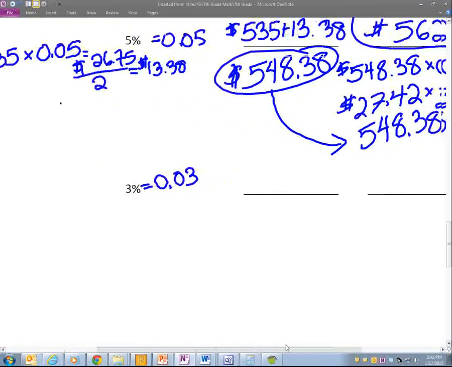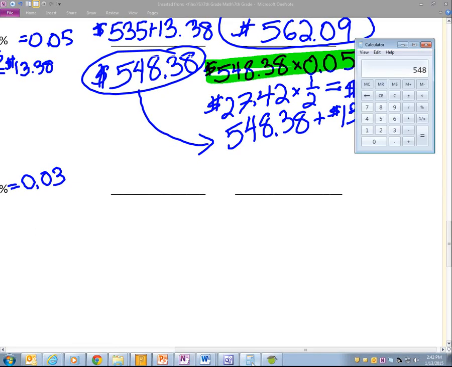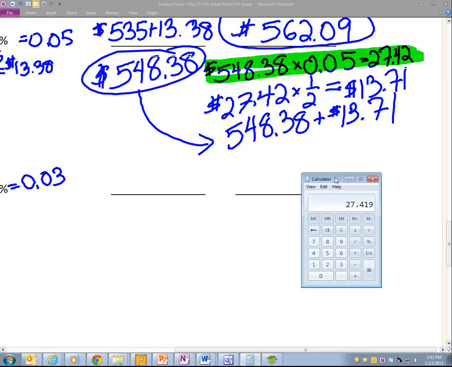Mr. Smith? Yes. How did you get 27.42? I know you multiplied that, but you get a bigger number than 27.42. 548 times 0.05. You did that on your calculator and it didn't come out right? 548.38 times 0.05 equals right there. I'm trying to answer questions because questions are helping you when you get that homework. Okay? Yeah, this is right.